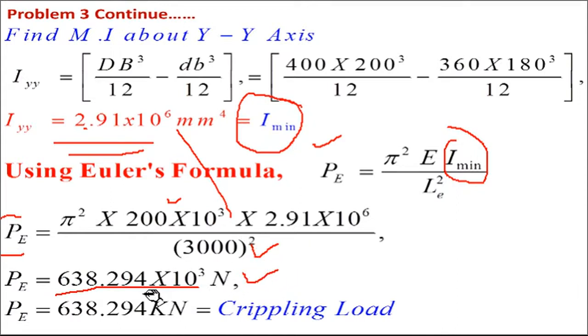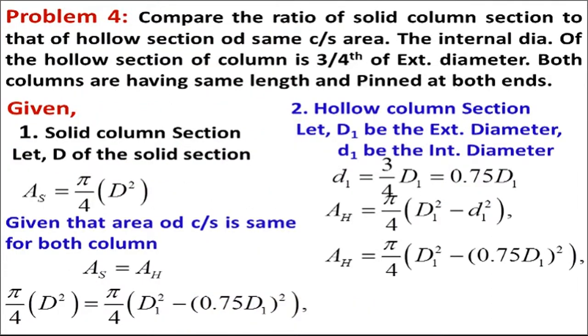The first answer will always be in Newton because we are taking all these terms in Newton and mm, because E is also taken in MPa as 200 Newton per mm square, and I minimum in mm raised to 4. So the first answer will be in Newton; divide by 1000. You will get the value 638.294 kilonewton. That is the crippling load. In this way you have to find out the value of crippling load when an I section is given.